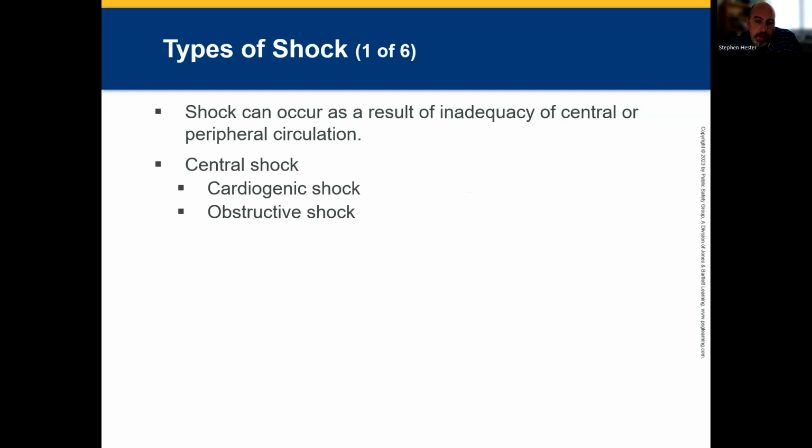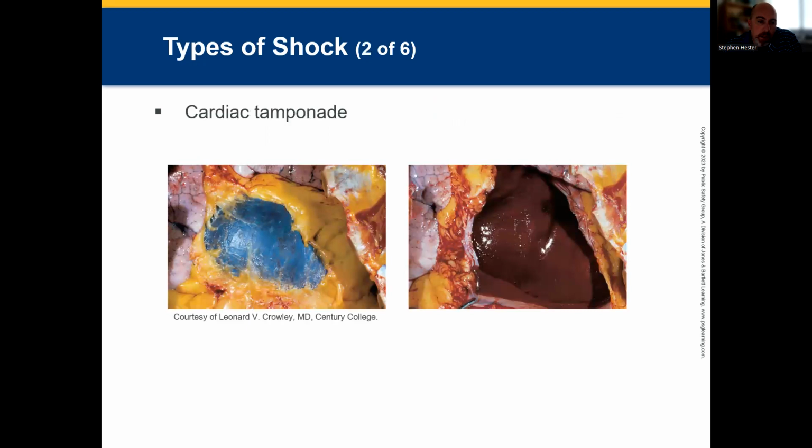All right, there are many different types of shock. Your central shock is cardiogenic, which occurs when the heart cannot deliver enough blood to maintain adequate peripheral oxygen. A lot of times it's just your MI. Obstructive shock occurs when blood flow becomes blocked in the heart or great vessels. It's cardiac tamponade.